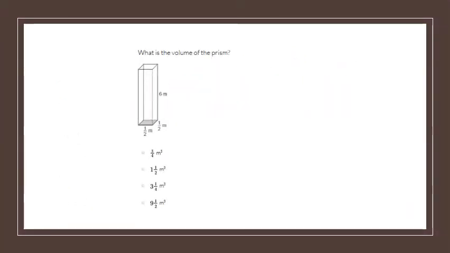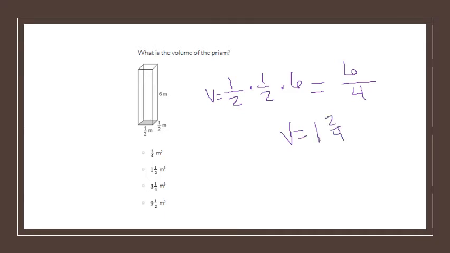Okay, what is the volume of this? So all I'm going to do is multiply length times width times height. I'm going to multiply across the top. 1 times 1 times 6 is 6. 2 times 2 is 4. And I'm going to simplify that. 4 goes into 6 one time with 2 left over. And I could simplify that a little bit more down to 1/2. And that is meters cubed.